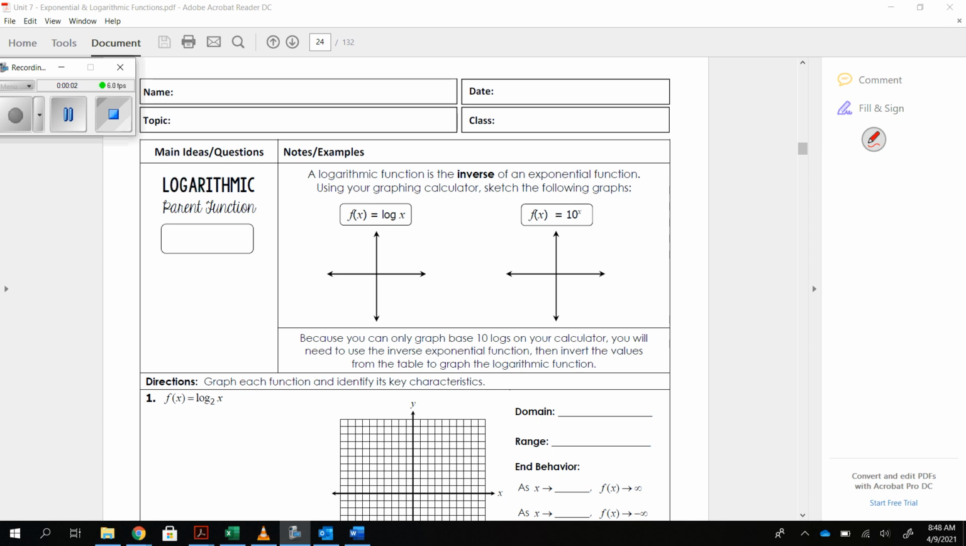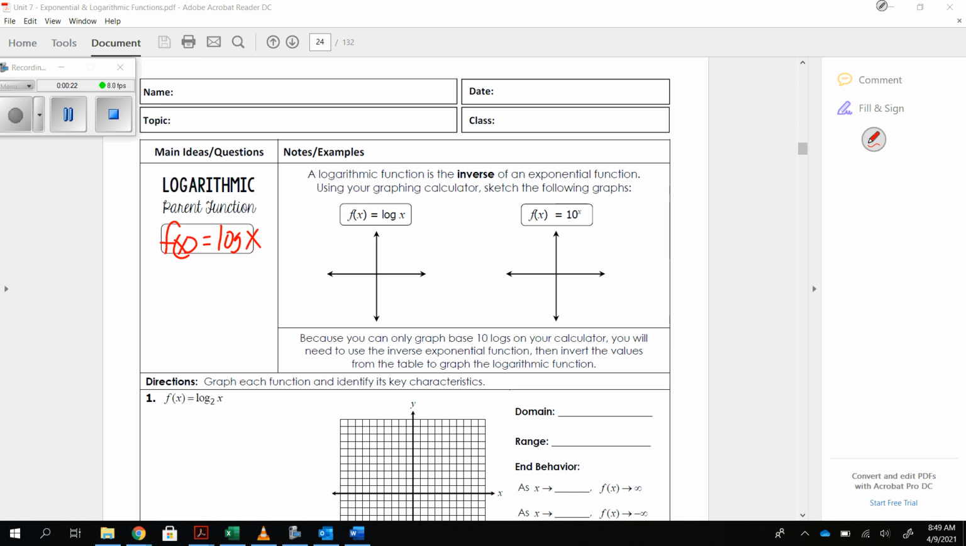All right, today we are graphing logs. It's really, really kind of easy. So the parent function is f of x equals just log of x. As it says here, a log function is the inverse of an exponential function.